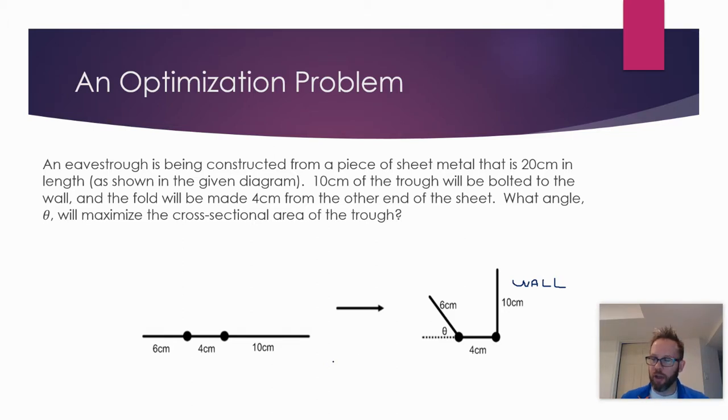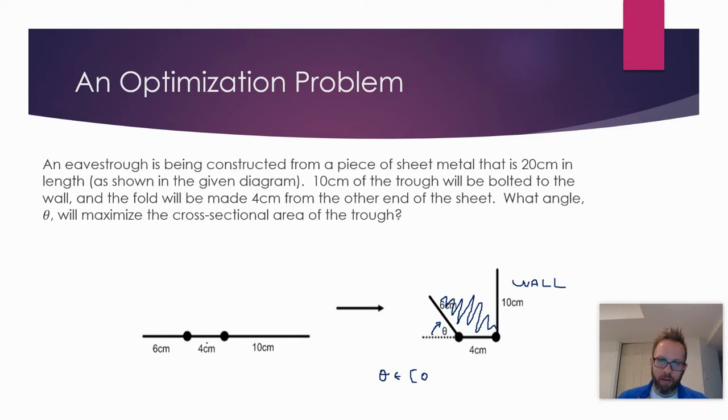And then the question is, what angle should we make this fold at to make the cross-sectional area of our eaves trough as big as possible so the most water can flow through it? So it's a very practical question. You can jot this down if you want to, but for the domain for this one, the lowest the angle could be is 0. That would be the case of the diagram here.